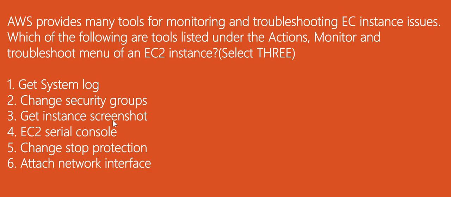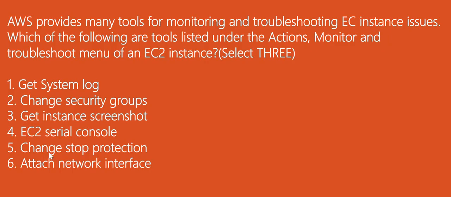Next is Get Instance Screenshot. At some point of monitoring and troubleshooting, you may need an instance screenshot, so that could be the possible answer. Another is the EC2 Serial Console. Basically EC2 Serial Console will connect to your instance in text mode, and there you can check your networking and all the configurations. So this could also be a possible step.